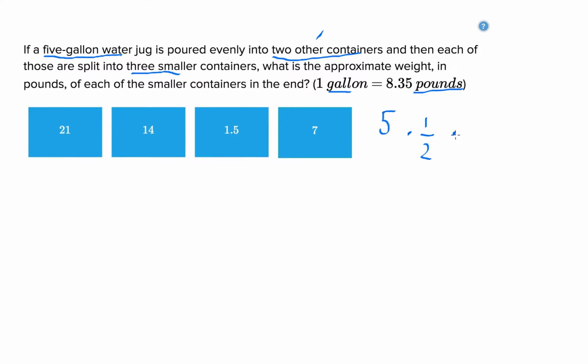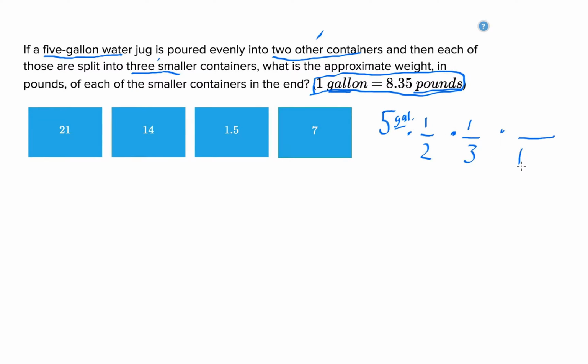And then, after that, we're going to split it into 3 smaller containers, so multiply by 1/3 or divide by 3. And then, finally, don't forget to label your units, as I just have. We're going to convert from gallons into pounds. So we have gallons in our numerator right here, so when we set up this conversion, we want to have gallons in our denominator so that it will cancel out with the gallons right here.